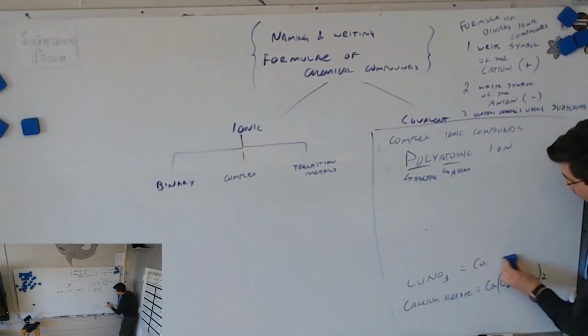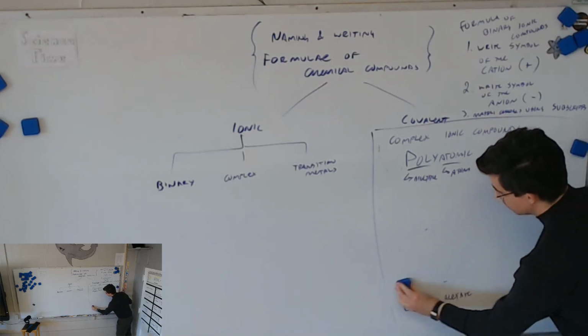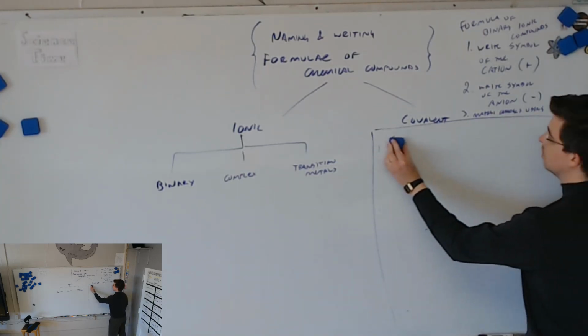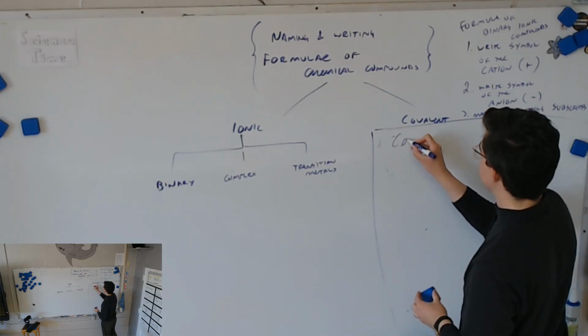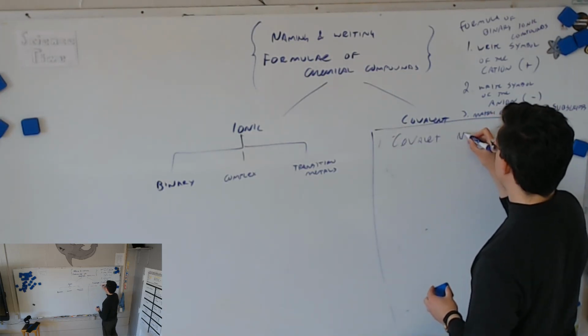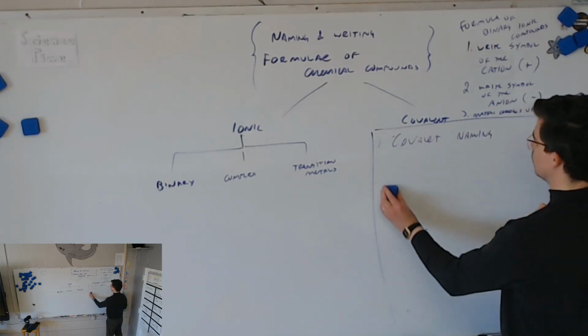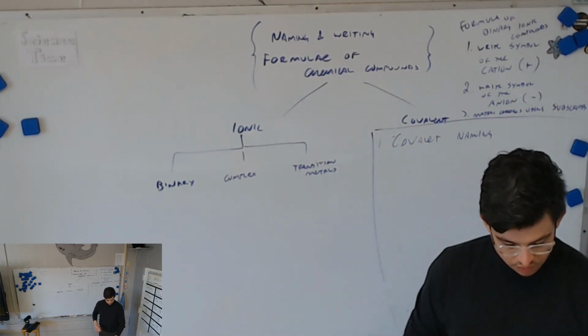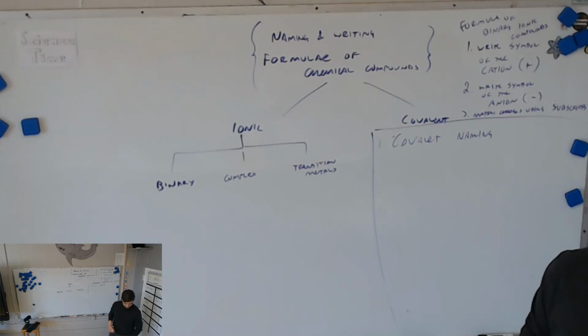Now we're going to move on to covalent. Covalent, you'll find this to be easier. It'll be like a nice little coast down the hill. Covalent naming. The thing about covalent naming is it all works on what we call prefixes. All the little numbers have prefixes in covalent naming.